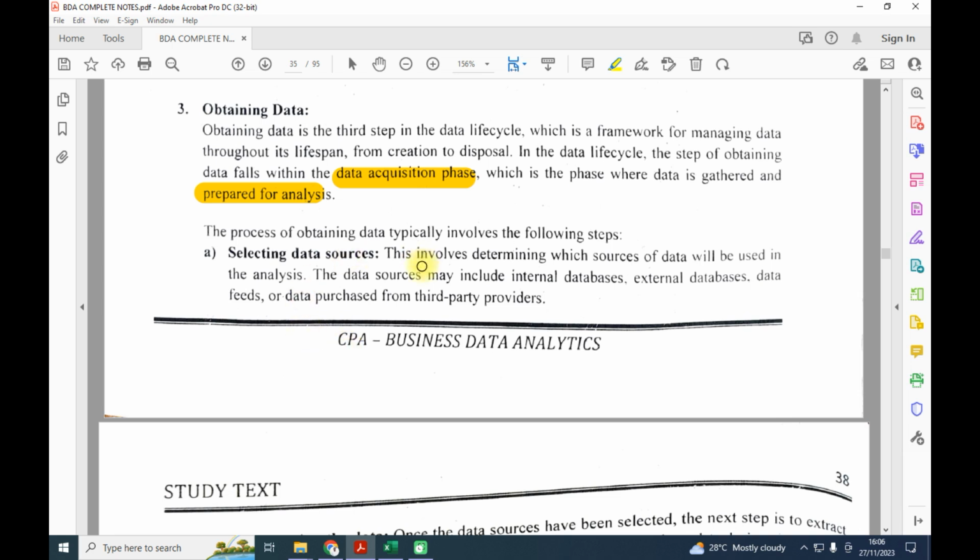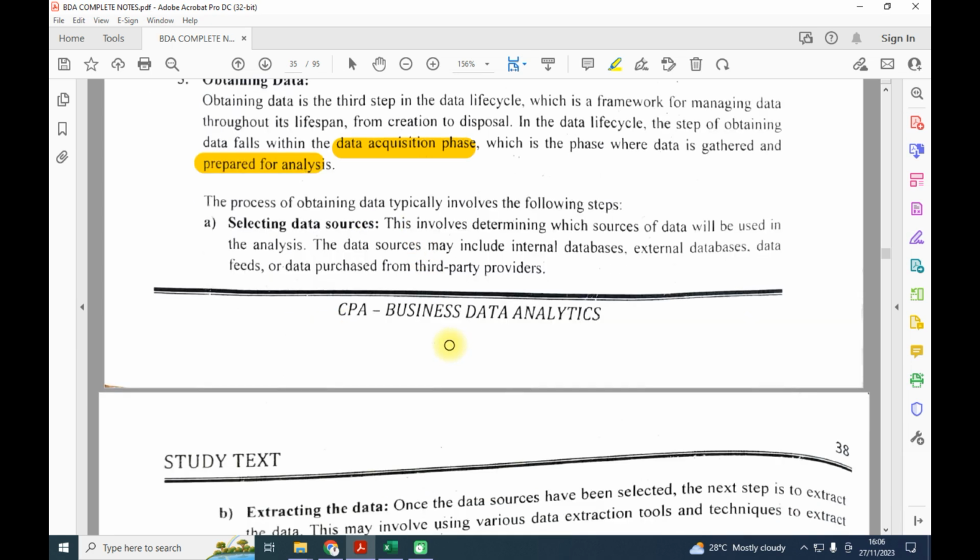The process of obtaining data typically involves the following steps. Selecting the data source, that is the first. This involves determining which sources of data will be used in the analysis. So we are determining which source of data will be used in our analysis, and this source of data can include the internal database, the external database, the data feeds, the data purchased from third parties.